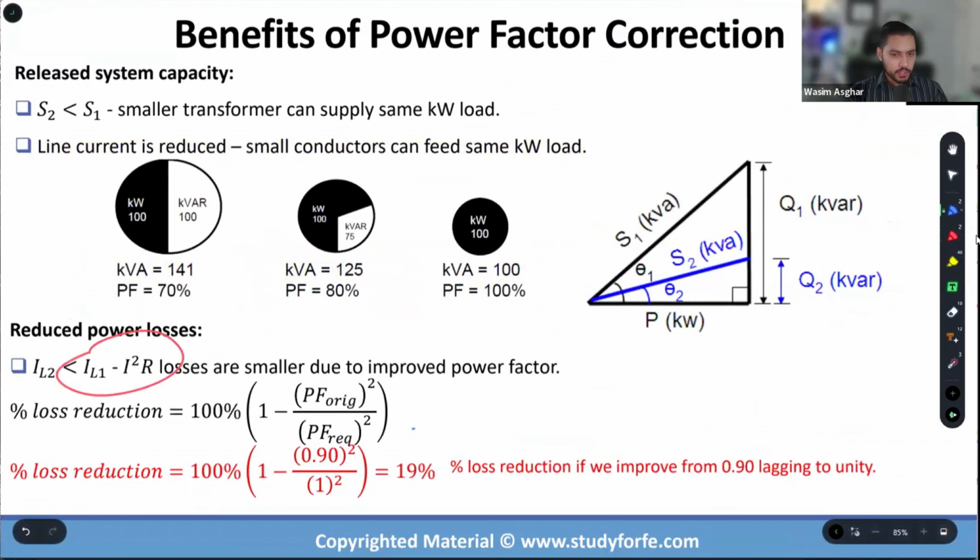And then there are formulas that can actually capture these I squared R losses. This formula, if I'm not mistaken, shows up in the PE power reference handbook. So if your original power factor was 0.90, and you are able to improve it to unity, then you can actually reduce the line losses by up to 19 to 20%, right? Which is huge. It's a big deal for utilities, or even for end users. Okay. All right. So we have a better understanding and appreciation of why we do power factor correction.